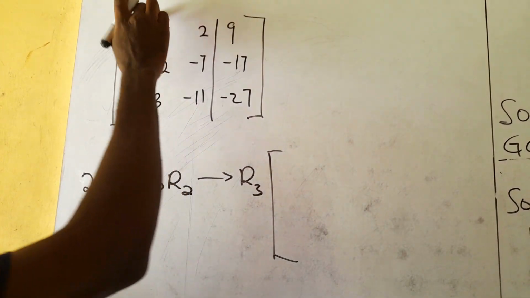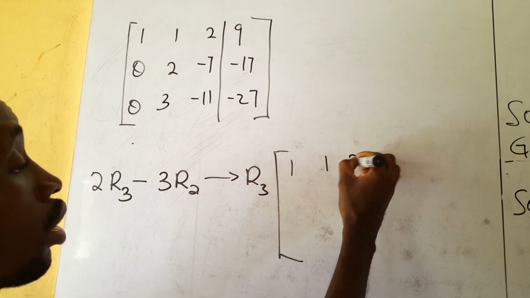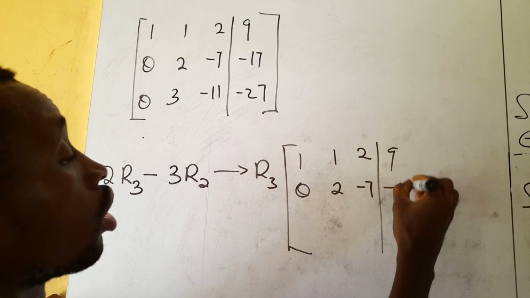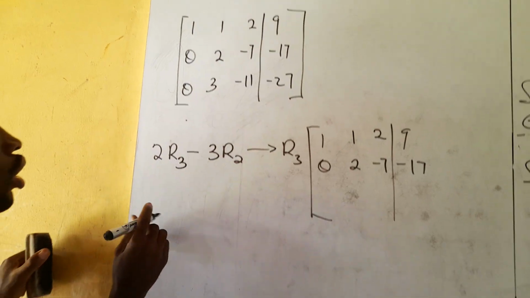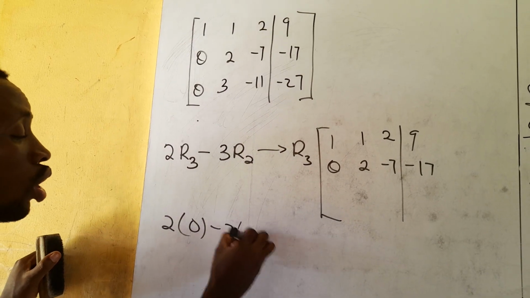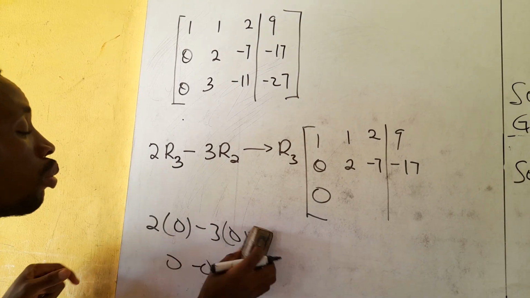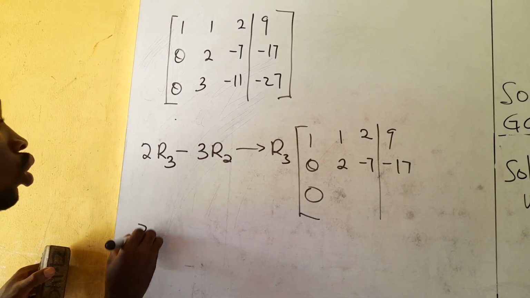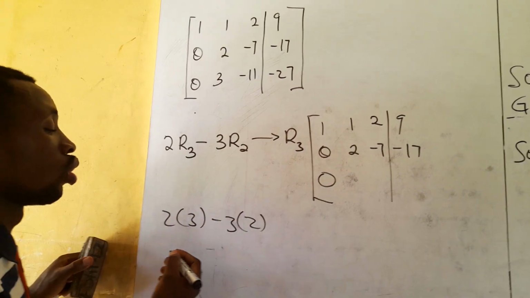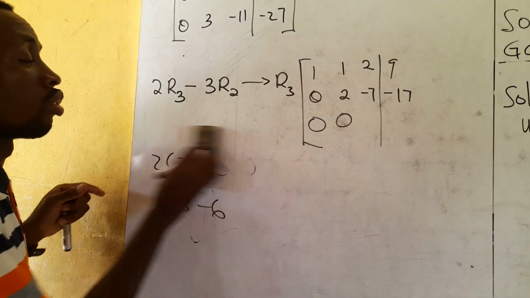So our R1, the first column and the second column will not be affected. So I'll repeat that. So now we do it for this. So 2, whilst our R3 here is 0, minus 3, whilst our R2 is also 0. 2 times 0 is 0, 3 times 0, 0 minus 0 will be 0, so we don't have problem. The next one, 2 times 3 minus 3 times 2. 2 times 3 is 6, 3 times 2 is 6, 6 minus 6 is 0. We don't have problem there.